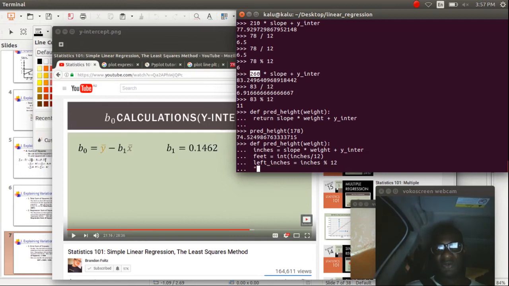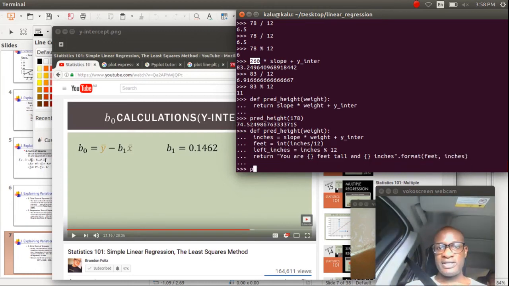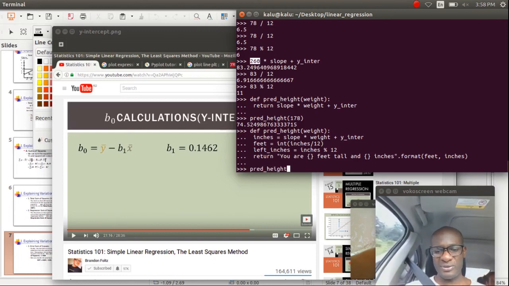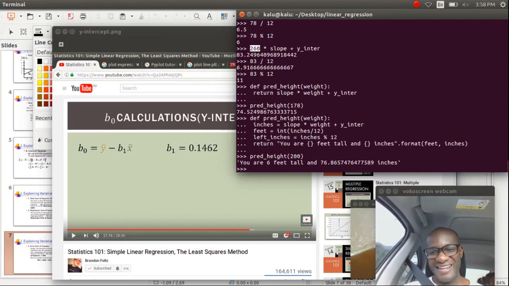So we can do return "You are feet tall and inches," and then format right here, and we'll give it feet and inches. So let's see if this works. Height, we can do 200. You are 6 feet tall and 70. That did not work. That is not at all what we want.